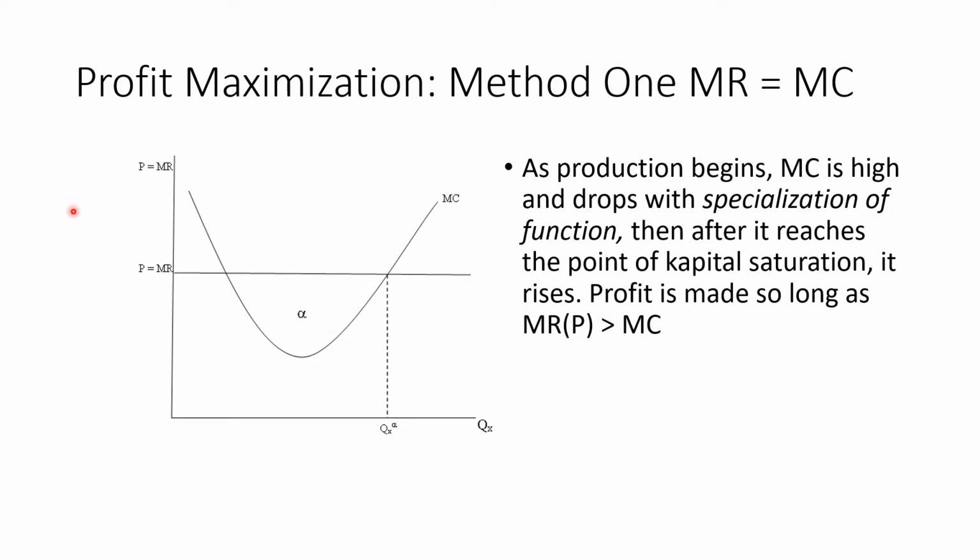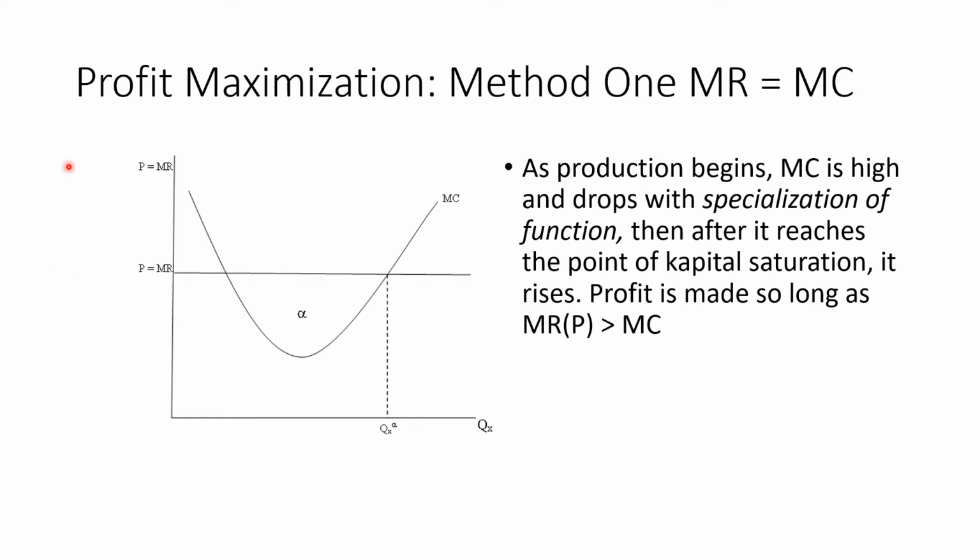Marginal cost will drop as our workers specialize in their function and produce more and more, each unit producing more than the preceding unit, each worker producing more than the preceding worker, till we reach this bottom point. And what was that called? That's right, the point of capital saturation. Then marginal cost starts to rise.